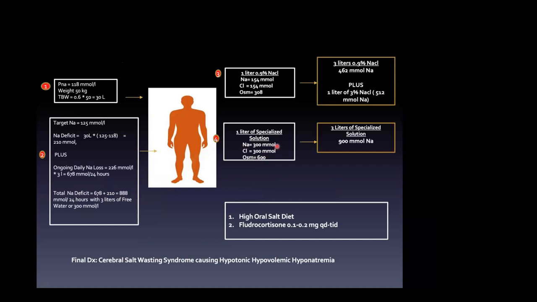Okay. For me, it's very easy. What I do is I tell my pharmacist, make a specialized solution where you will take 1 liter of water and you will add 300 millimoles of sodium in 1 liter of water. So if I give this patient 3 liters, he will get a total of 900 millimoles of sodium in 3 liters, okay? And I run it at, I think, whatever rate, maybe around 115 milliliters per hour.